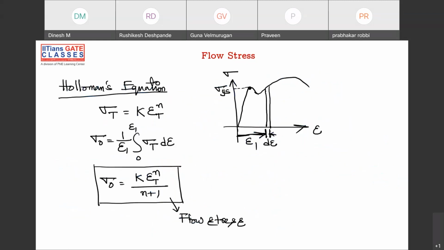Next, this is what is called Hollomon's equation, and this is the derivation of your flow stress. No need to worry about it, but you know this. You remember this flow stress for a normal material will be K epsilon to the power of n. Epsilon is true strain, not engineering strain. K is the strength coefficient, and n is the strain hardening exponent. Very important.